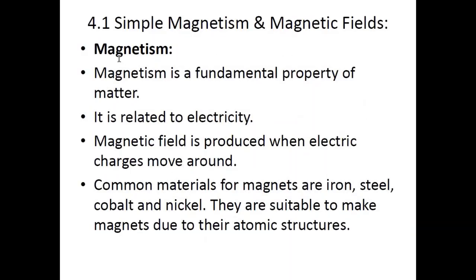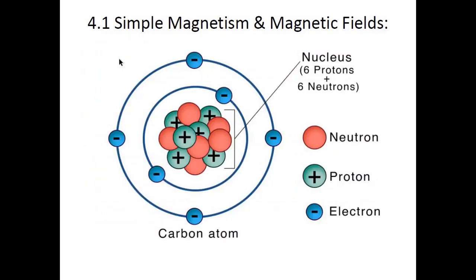So what exactly is magnetism? It is the fundamental property of matter. It is one of the most basic properties of matter, which is also related to electricity. They both go hand in hand. A magnetic field is produced when an electric charge moves around. Common materials for magnets are iron, steel, cobalt and nickel. They are suitable to make magnets due to their atomic structure.